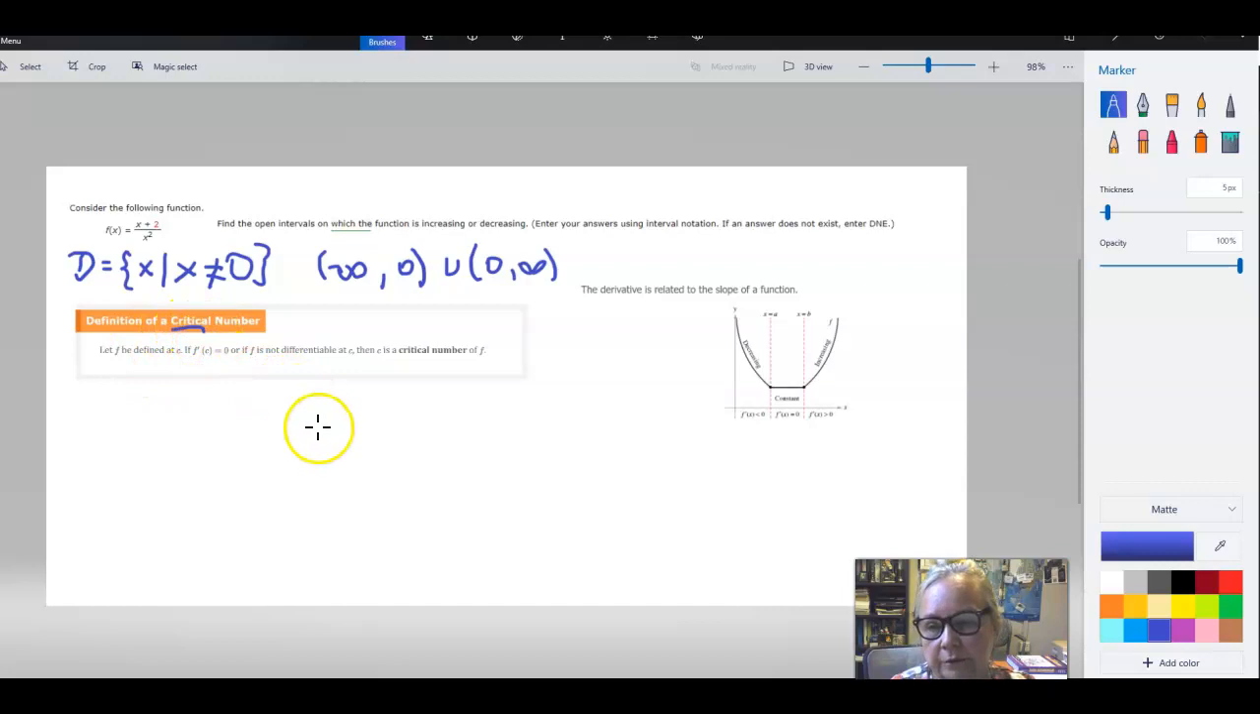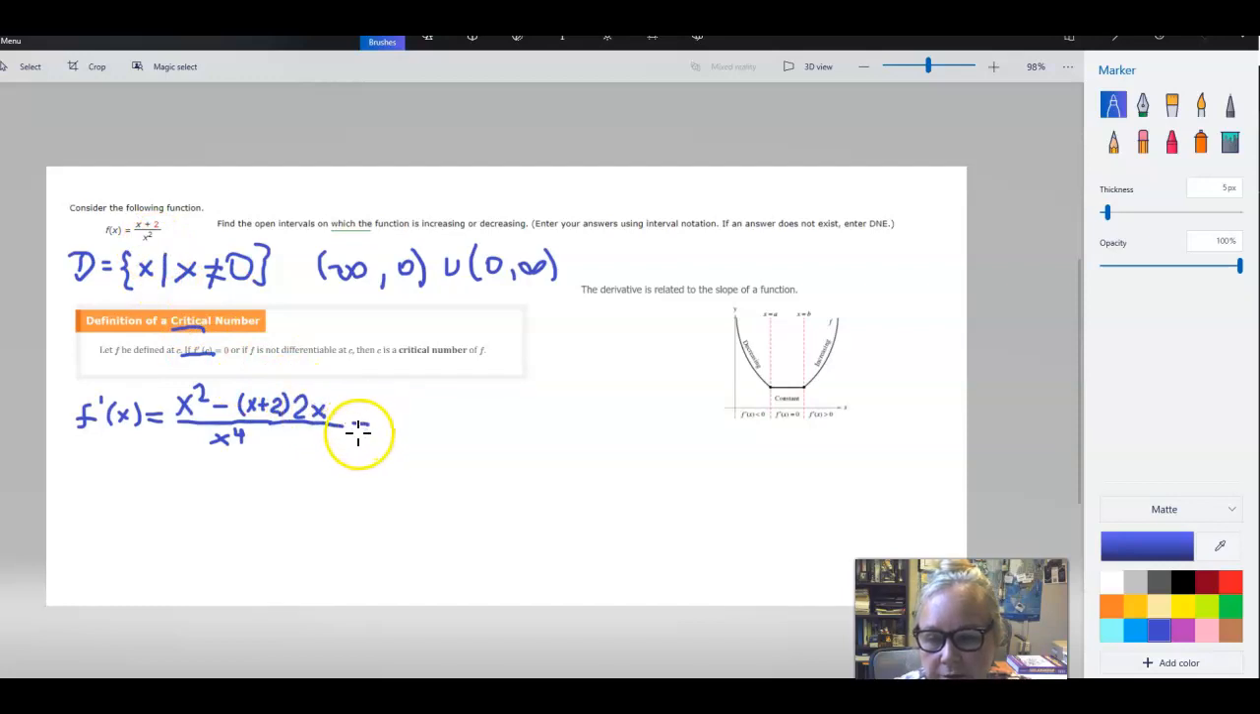For that, we need to find the derivative. So let's differentiate. I'm going to use the quotient rule. Also, you could use an alternative method: just divide x squared into each term and do it that way. So the quotient rule with the squared denominator will be x to the fourth. We find the derivative of the numerator, which is 1, multiplied by the denominator x squared, subtract the numerator as it is, x plus 2, multiplied by the derivative of the denominator, the derivative of x squared, which is 2x.